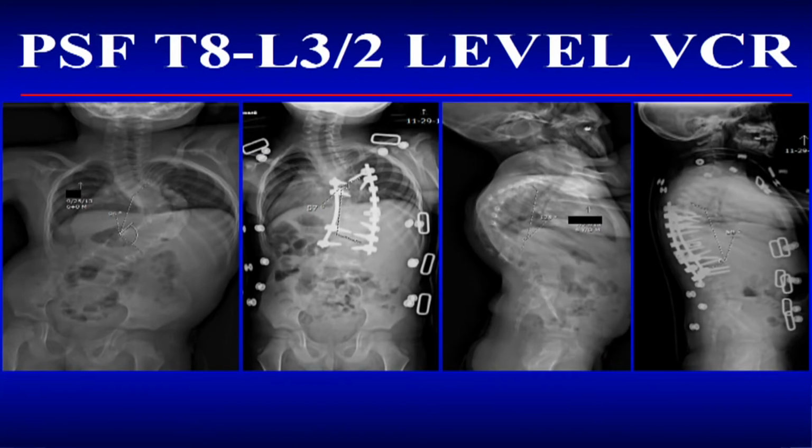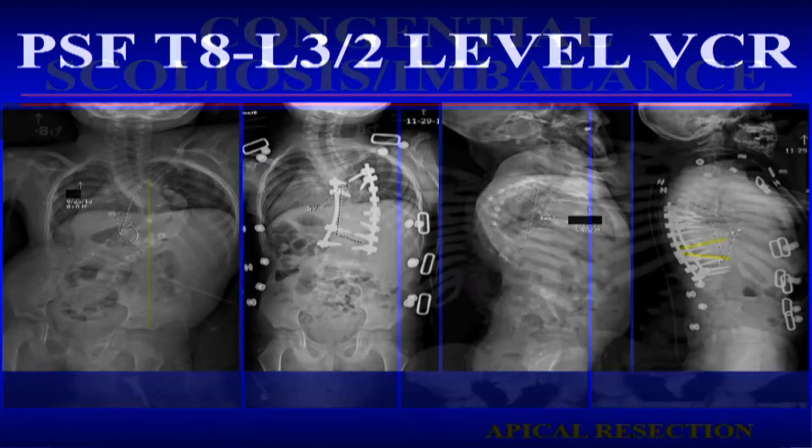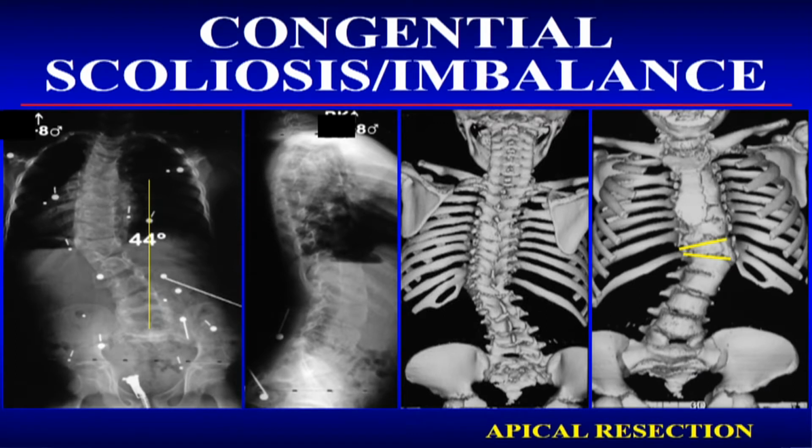One could argue that we could have added a growing construct higher and lower on this patient, but I'm bracing them and trying to maintain growth that way instead of with instrumentation because of the stiffening effect that we see whenever we put implants across the spine and or chest wall.